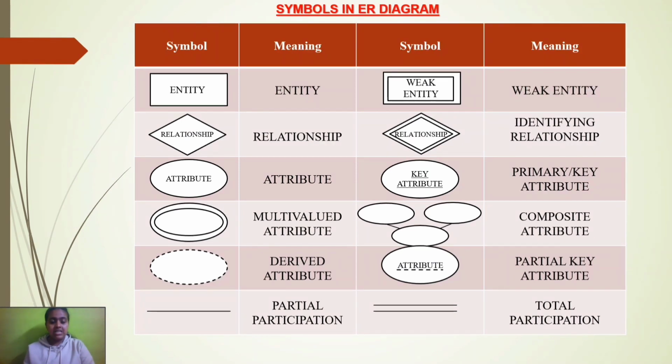The partial participation between the entities or the relationship and entities is represented using a straight line. Total participation between two entities or an entity and a relationship is represented using two straight lines.